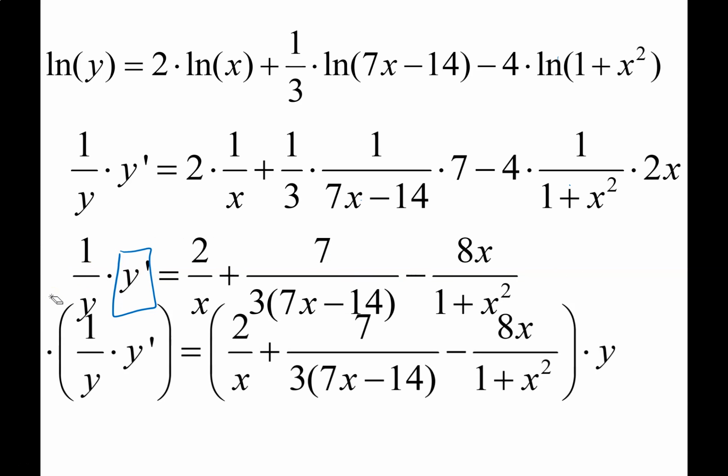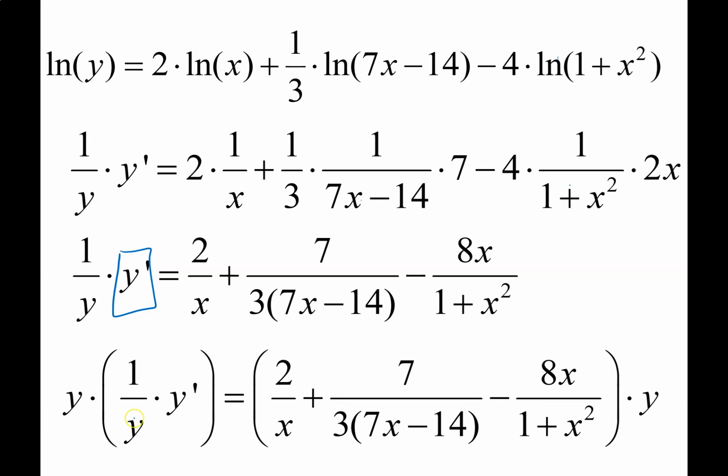My goal is to find y prime, to differentiate. So I don't need the common denominator stuff. I just want to get y prime by itself. So how do I do that? Well, I multiply both sides by y. That'll give me 1 times y prime, or just y prime. It'll isolate it by itself.